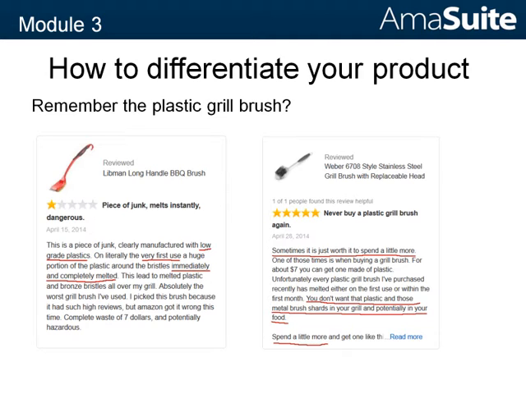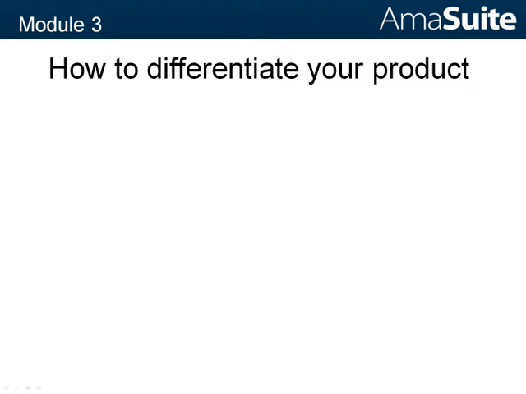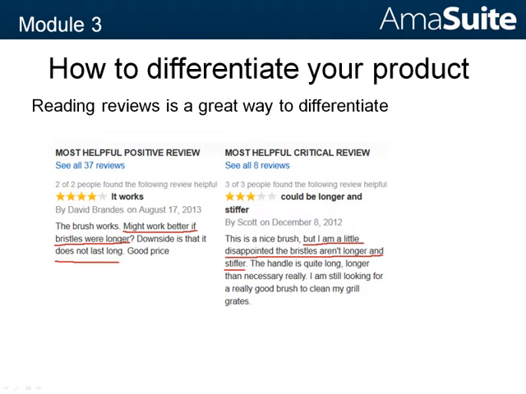You don't want that plastic and those metal brush shards in your grill and potentially in your food. And then again saying spend a little more. This is actually the same customer. So they bought this other product and then found that it didn't really meet their needs, and so they bought a higher quality product afterwards and gave it a great review. So that shows to further reinforce that when you're selling on Amazon, the quality of your product really does matter quite a bit, and using these negative reviews, they can help you come up with ideas to differentiate.